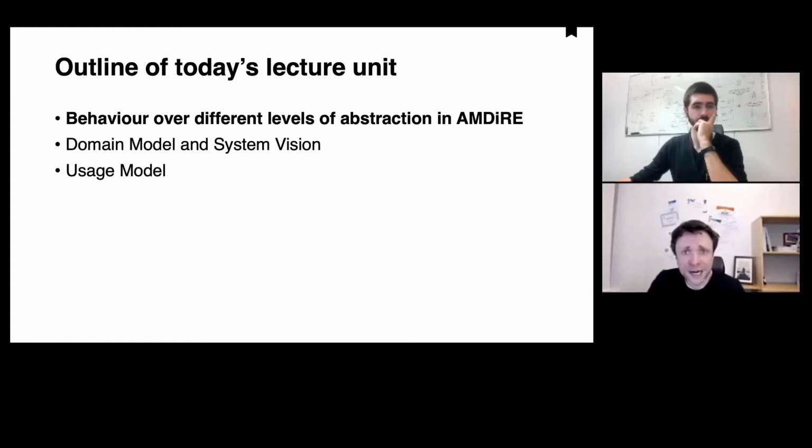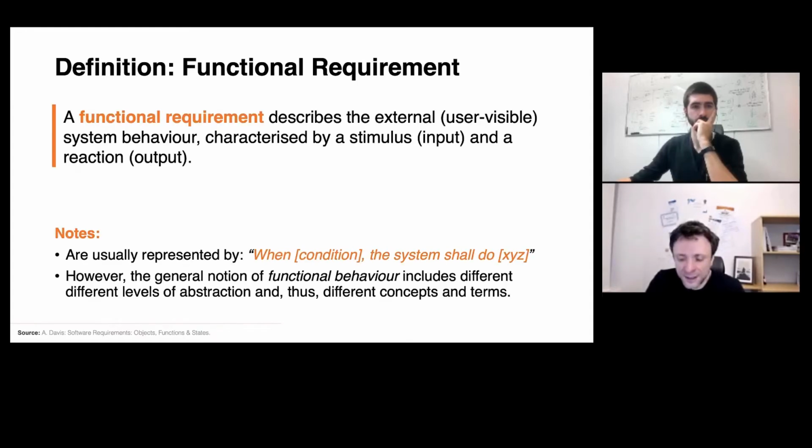Now, let's directly start by jumping into the cold water and discussing what a functional requirement is. What you can see here is the definition by Davis, which is one of my favorite definitions because it's very straightforward and to the point. He says that a functional requirement describes the external user-visible black box behavior of a software system characterized by a stimulus, an input, and a reaction, a response, or an output. It's as simple as that. It's an external perspective on a mathematical function. I throw something into that function, the function processes something, and it gives an output.